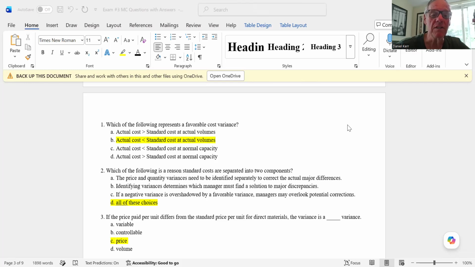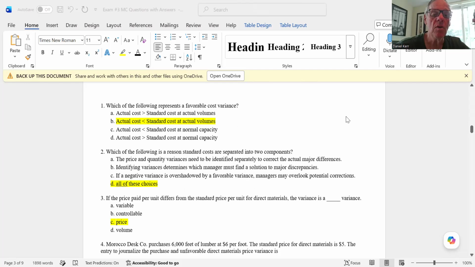A favorable cost variance would be when the standard cost at actual volumes is greater than the actual cost. Standard cost at normal capacity is not something that we generally compute. So C is not the correct answer. The correct answer there is B. You get a favorable cost variance when the actual cost is less than the standard cost at actual volumes.